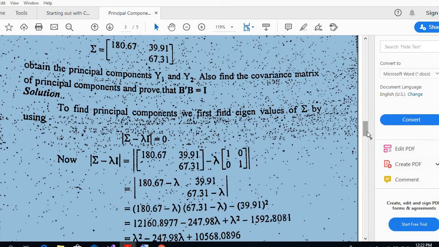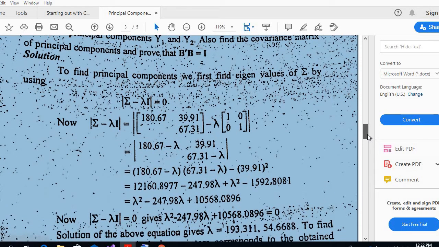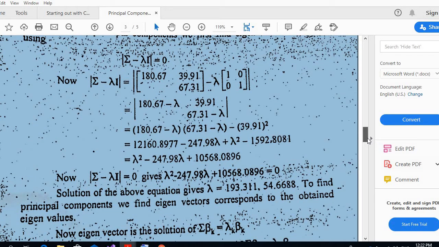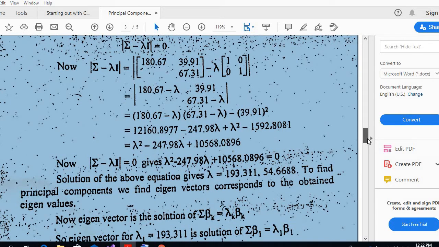To find the eigenvalues, let the determinant of sigma minus lambda I be equal to 0. After replacing the values of sigma, that is the variance covariance matrix, and the identity matrix of order 2, and solving these equations, which form a quadratic equation, we have two values of lambda. Lambda 1 is equal to 193.311 and lambda 2 is equal to 54.6688.